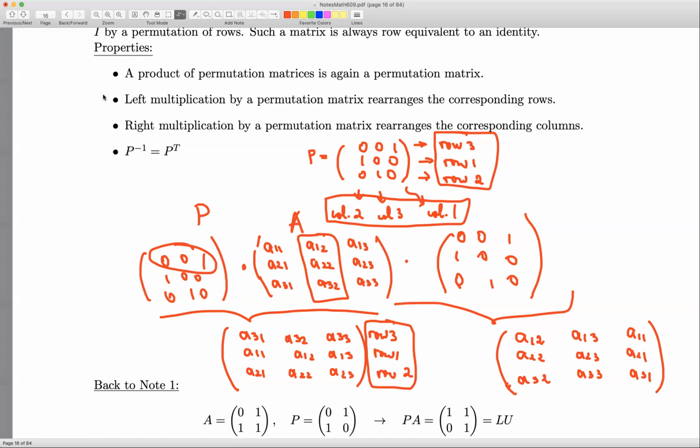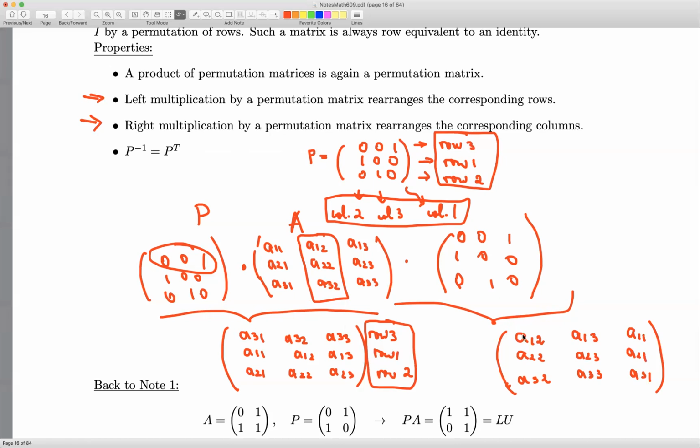So we illustrated those two properties of the permutation matrix. The first property states that left multiplication by a permutation matrix rearranges the corresponding rows. And in which way? We saw that the rule of the rearrangement follows the rule of rearrangement of the permutation matrix, namely how the permutation matrix was obtained from the identity. And right multiplication by a permutation matrix rearranges the corresponding columns.